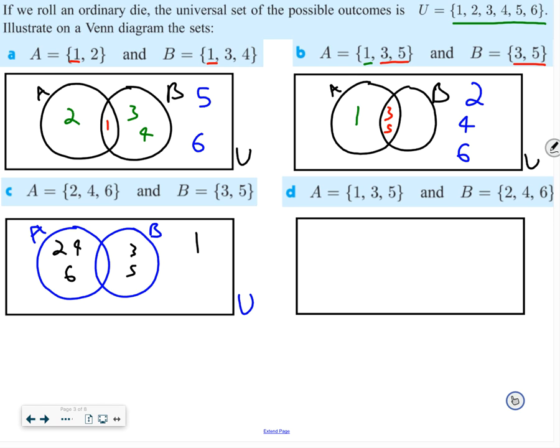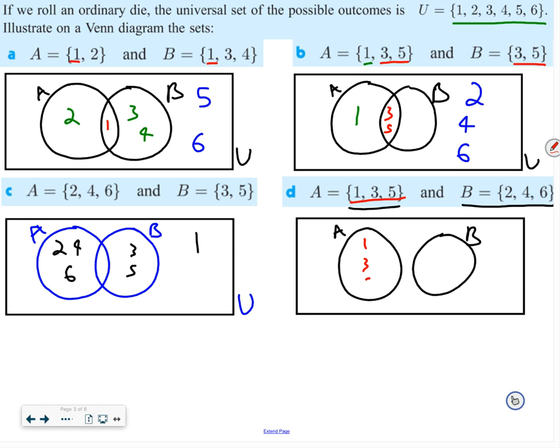So on my last example here, D, I have all the odd numbers in A and all the even numbers in B. If I draw this, I can draw these because I have no intersection. Like I did in C, I could also draw this as disjoint sets. So this is A and this is B, because I can already look and see that there is no overlap of elements. Okay, so in A, I have elements 1, 3, and 5. And in B, I have elements 2, 4, and 6.